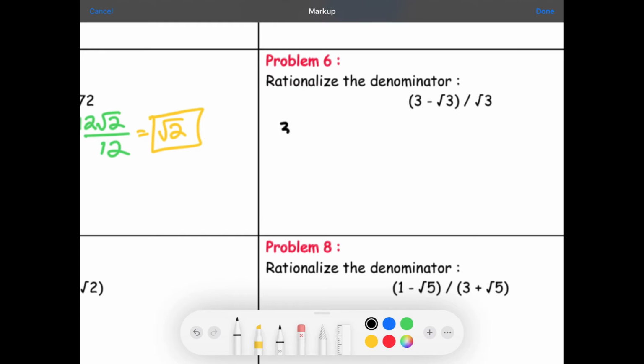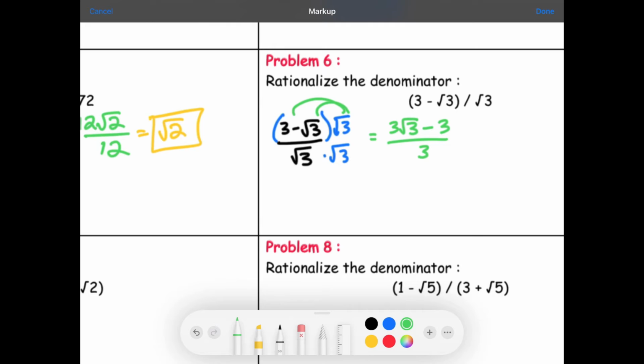Here's where it gets a little dicey. 3 minus root 3 over root 3. We gotta multiply by the square root of 3, but there's 2 terms in the numerator. So now we have to distribute that root 3. Root 3 times 3 is 3 root 3. And the square root of 3 times the square root of 3 is just the square root of 9, which is 3. Denominator, root 3 times root 3, 3.